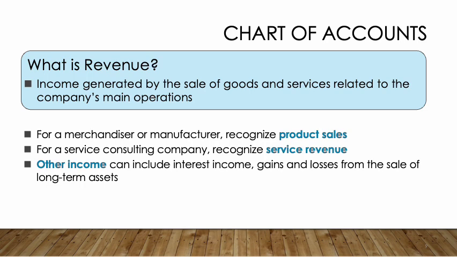For a service company, an accounting firm or a consulting firm, we would recognize service revenue. In the example that I have coming up for SoftBite SA, they're a high-tech consulting firm, so we would recognize service revenue. And then there are other categories of income. These are other types of income which is not part of the company's main line of business. And so this can include interest income from short-term investments, gains and losses from the sale of long-term assets as well.